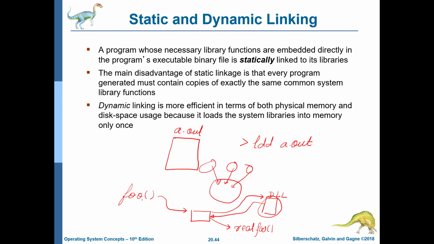The next time we call function foo, again it gets redirected to the dummy function, which this time does not load the DLL, because the real foo function has already been loaded. It's now in the address space of the program. So all that it will do is pass the arguments to the real foo function and then get the results out. That's all that it will do.